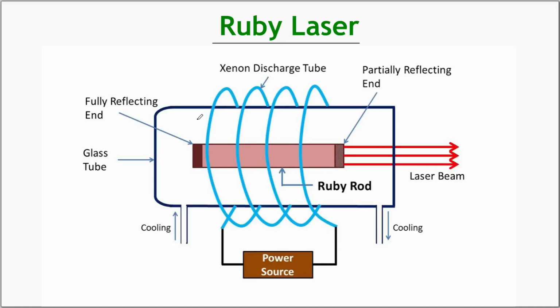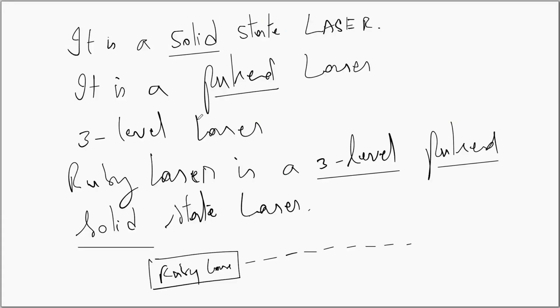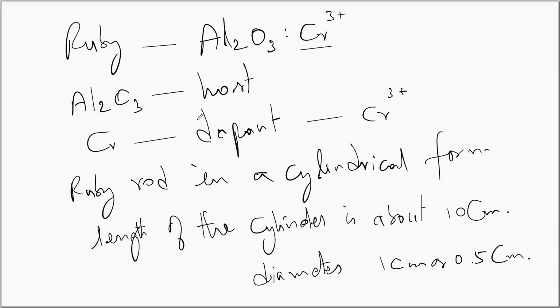In this video, we have started our discussion by characterizing the ruby laser. We have said the ruby laser is a 3-level pulsed solid-state laser. The chemical composition of ruby is aluminum oxide doped with chromium. The chromium exists in the form of chromium 3 plus in the aluminum oxide host. The ruby rod is taken in the form of a cylinder, and the length of the ruby rod will be about 10 centimeters, and its diameter would be about a centimeter or half a centimeter.